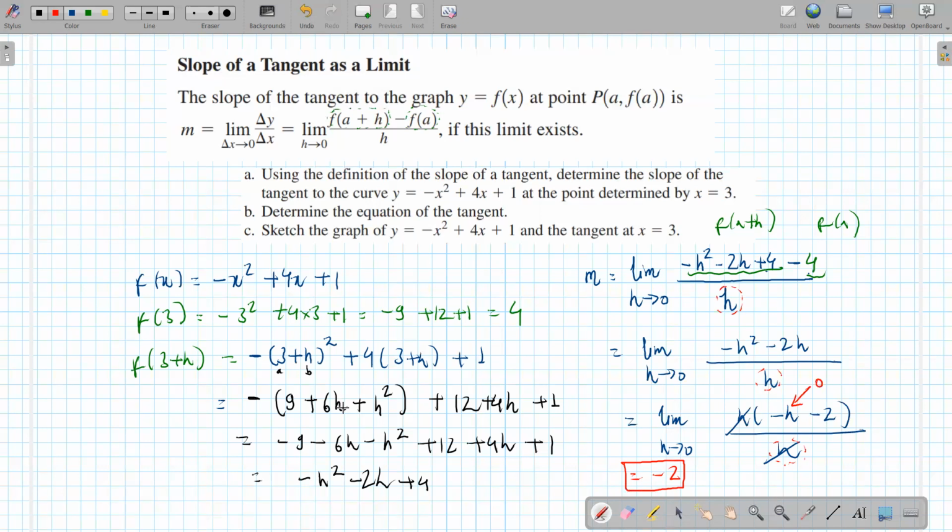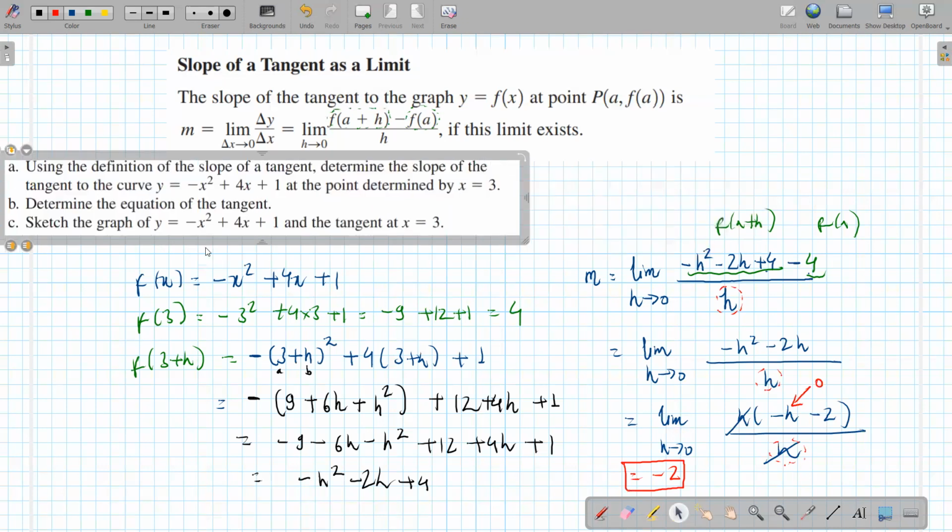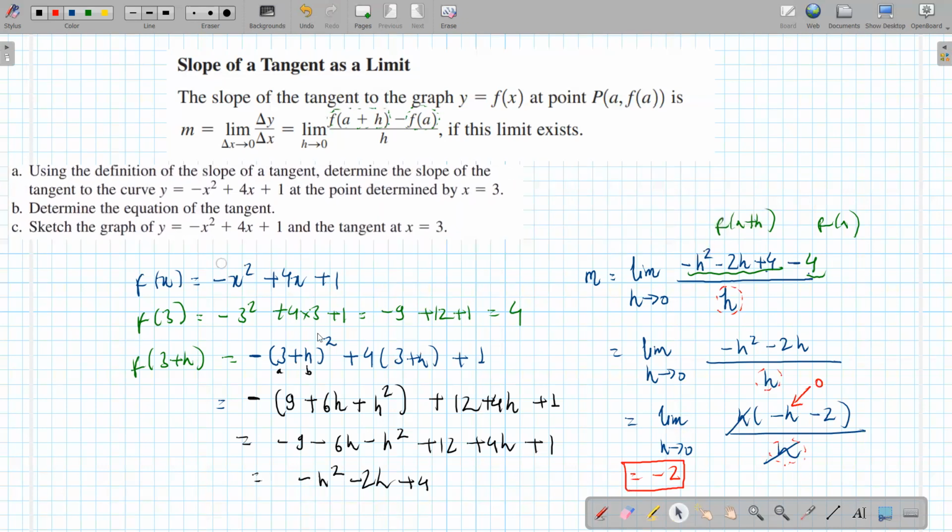Part B says, determine the equation of the tangent line. And remember, tangent lines are just straight lines, linear lines. It needs to be in the form y equals mx plus b. What we found here is the m value. So y equals negative 2x plus b. To find the equation of the tangent, all we have to do from here on out is find what this b is. Cool?